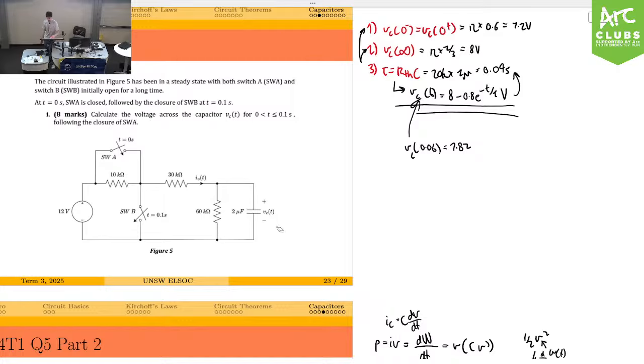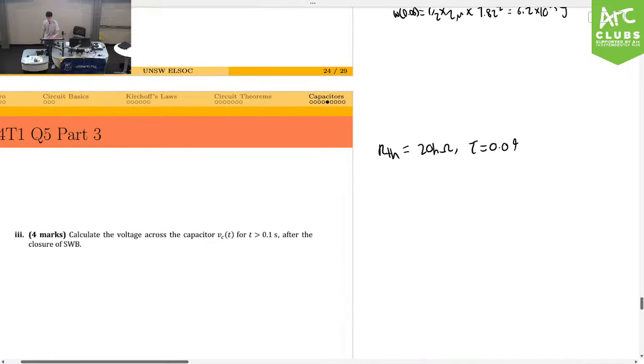What's different though is that while we have, so this is RTH, that's tau, VC of infinite after 0.1 is going to be 0 volts. VC of 0, well actually it's not going to be VC of 0 anymore, is it? Because now our sort of switching point is going to be T0. So really, I have to find VC of 0.06. I need to find the voltage just before you flip on the second switch.